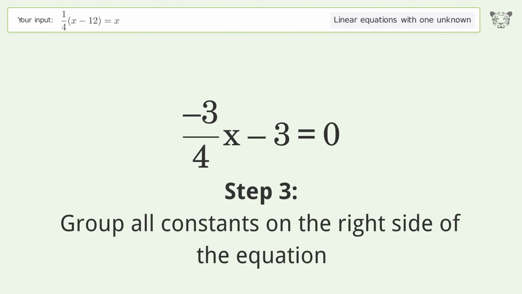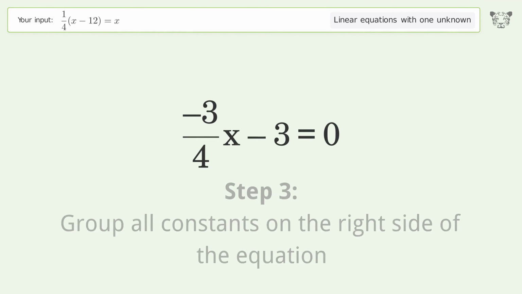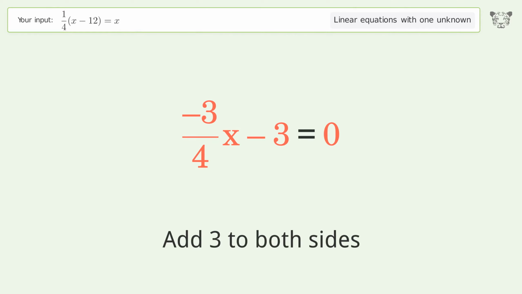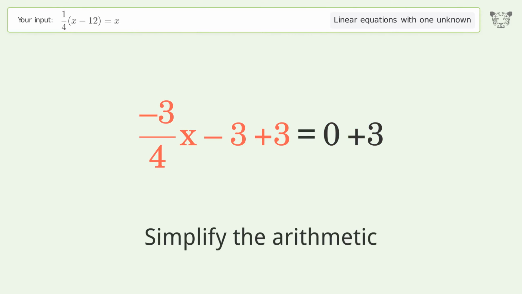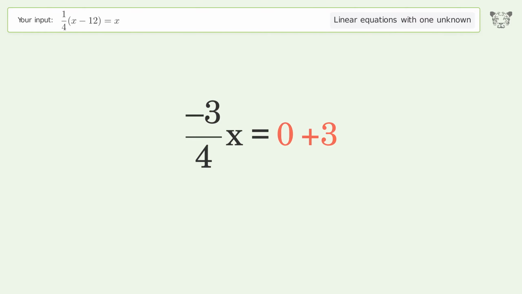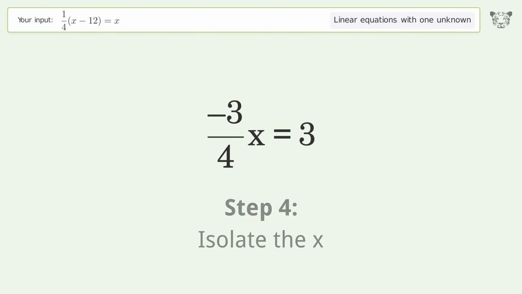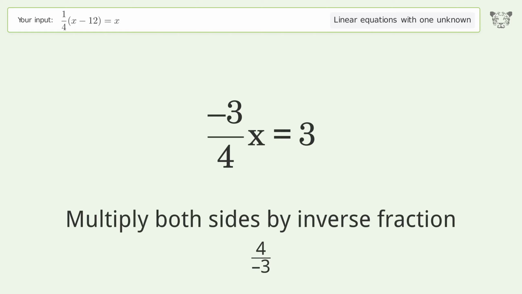Group all constants on the right side of the equation. Add 3 to both sides. Simplify the arithmetic. Isolate the x. Multiply both sides by inverse fraction 4 over -3.